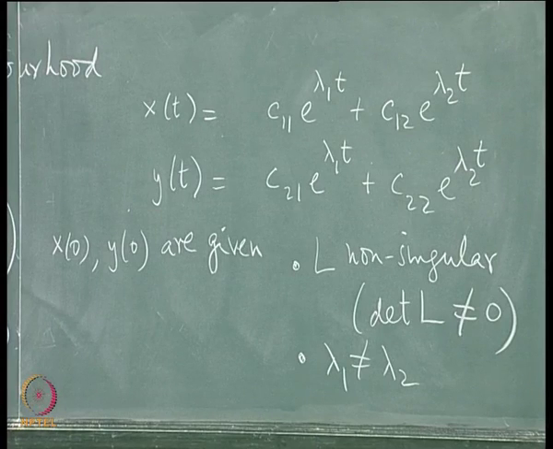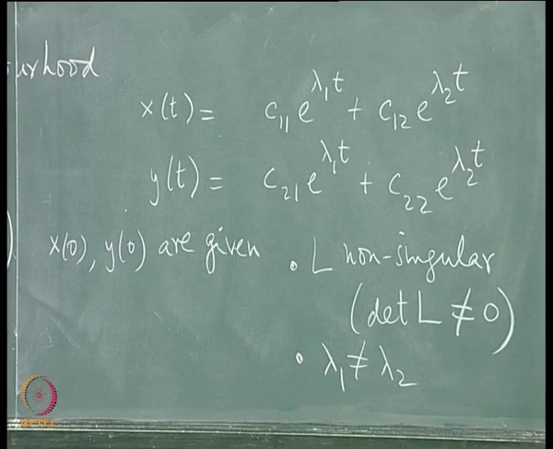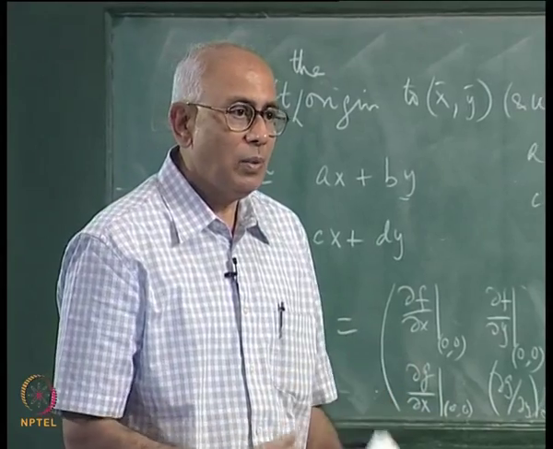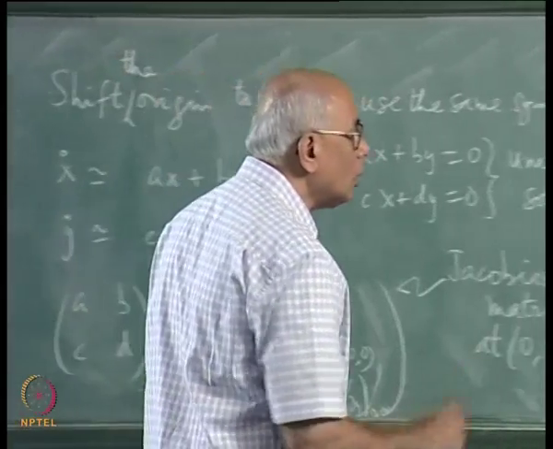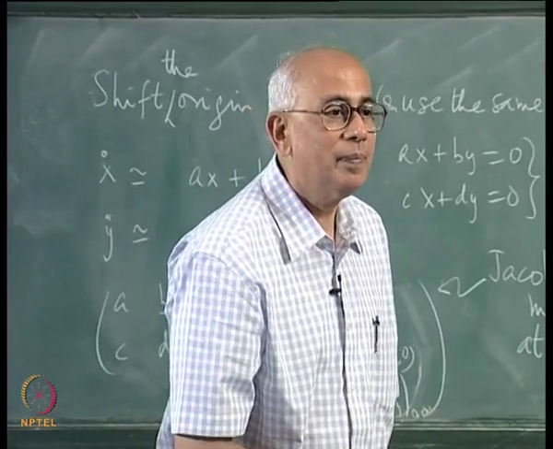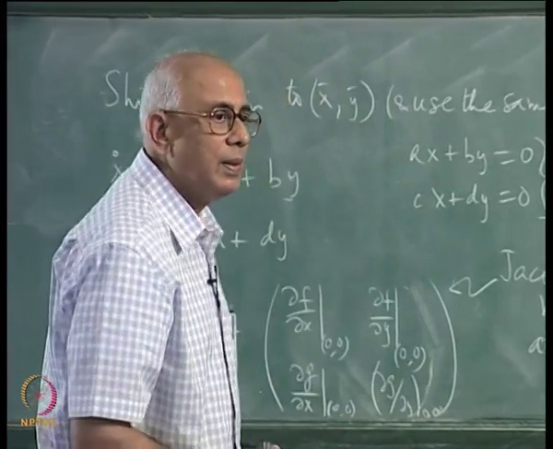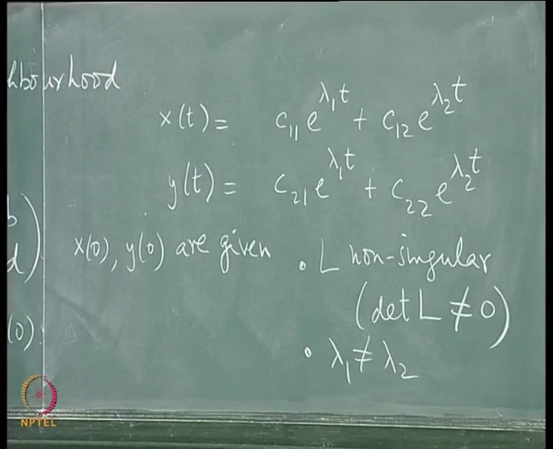What happens if lambda 1 is equal to lambda 2? When the eigenvalue is repeated, what happens to the solution of this differential equation? Well, if I write it as a second order differential equation, it is clear that when you have the roots repeated, you have a different form of the solution. The linearly independent solutions are no longer e to the lambda 1 t and e to the lambda 2 t. What are they? Suppose lambda 1 is equal to lambda 2, is equal to lambda.